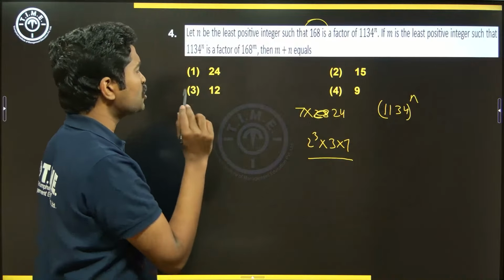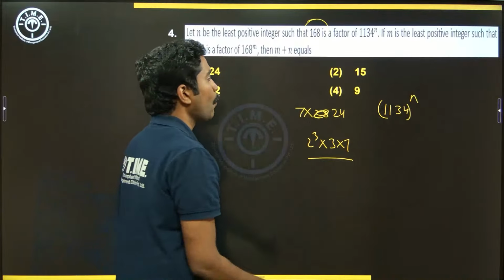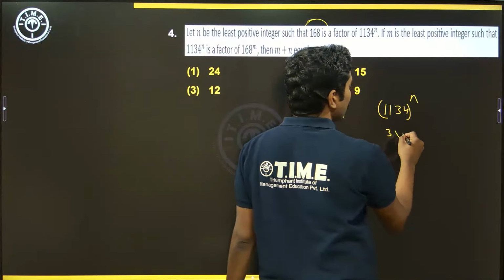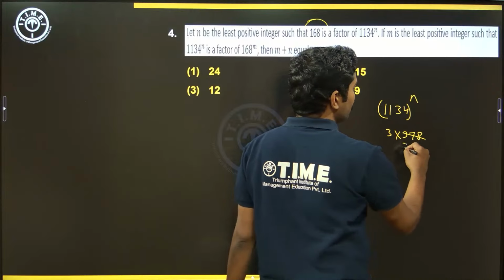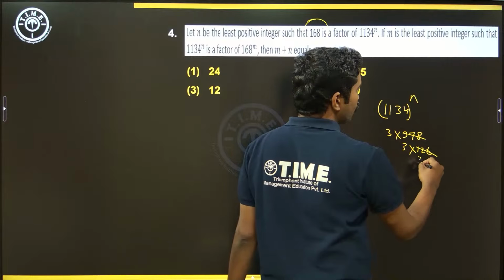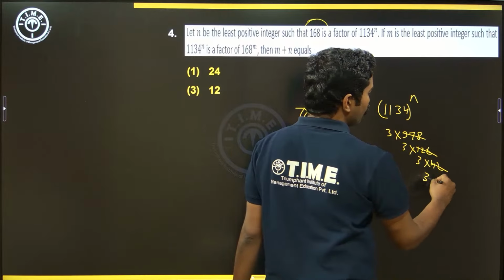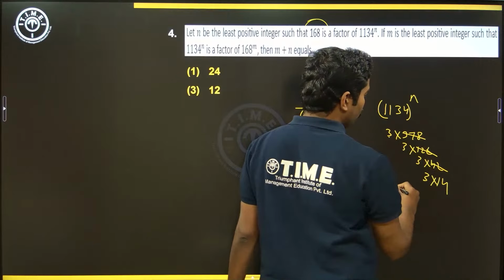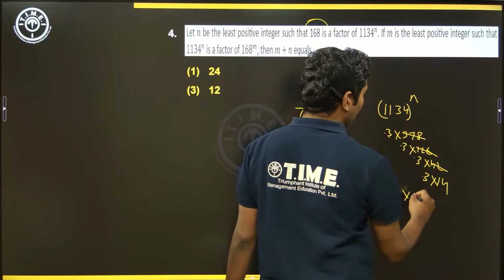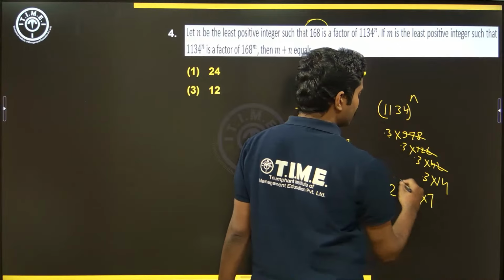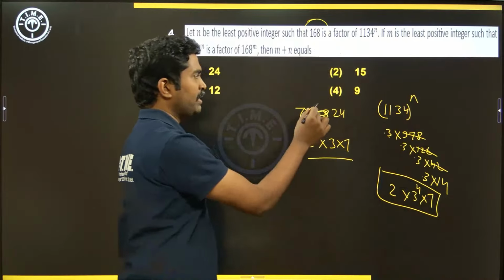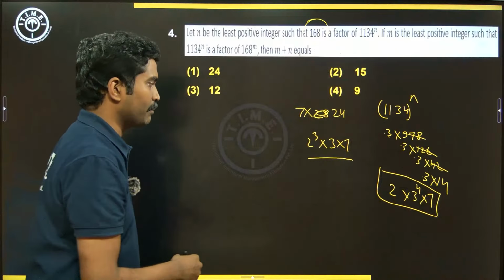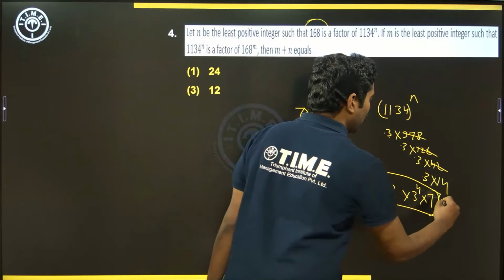n is the least positive integer. Let's dissect 1134. What is 1134? 3 into 378, which is 3 into 126, which is 3 into 42, which is 3 into 14. So what do I have? 2 into 3 power 4 into 7. Right? My number 1134 whole power n is nothing but 2 into 3 power 4 into 7 whole power n.